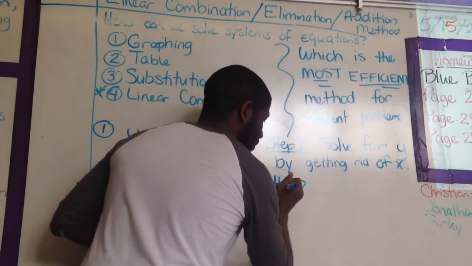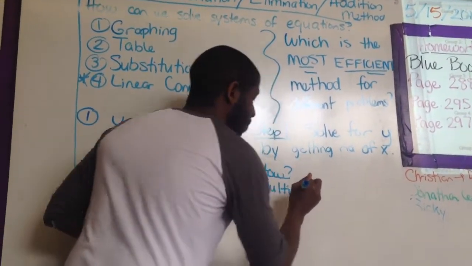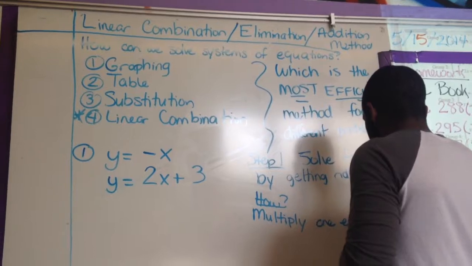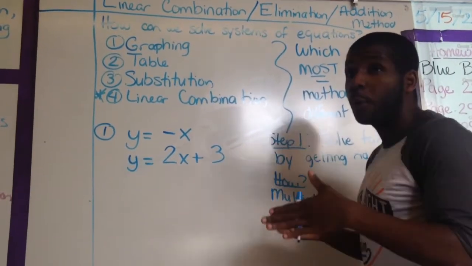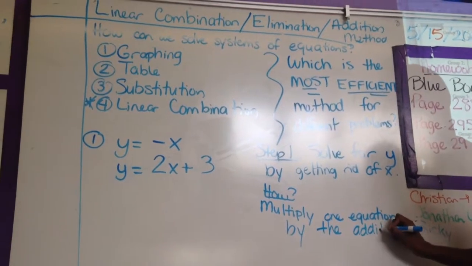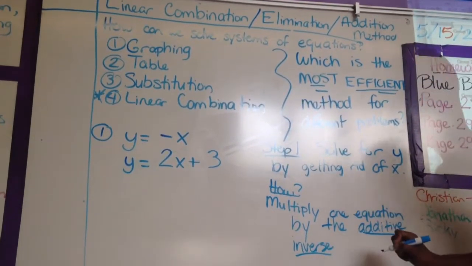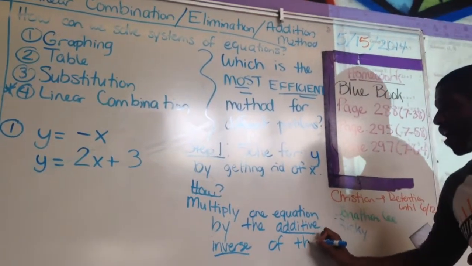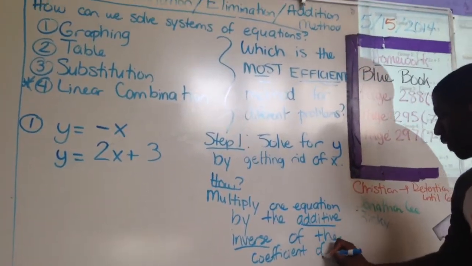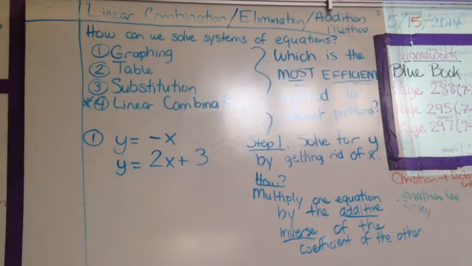How are you going to do that? You're going to multiply one equation by the additive, this is our vocabulary that Mr. Patton taught you, the additive inverse, and we'll go over that word in a minute, of the coefficient of the other. Just get that down. I'm going to give you 30 seconds. I'm going to go over what each of those words means.